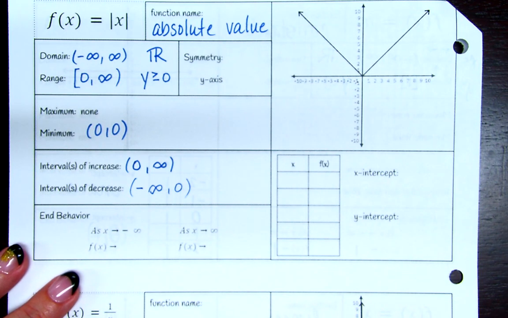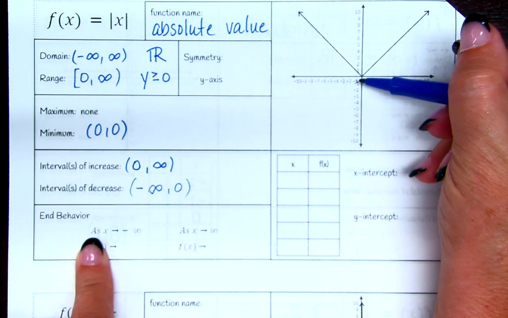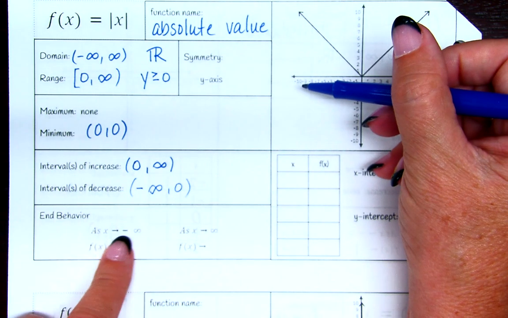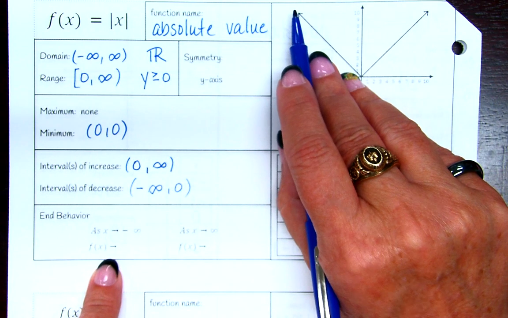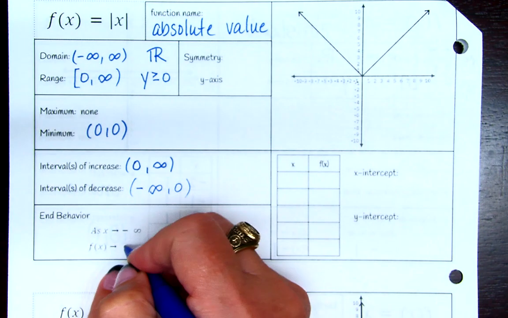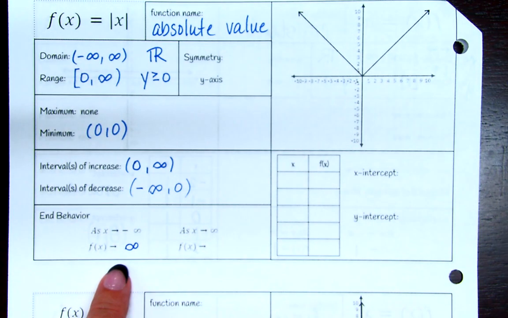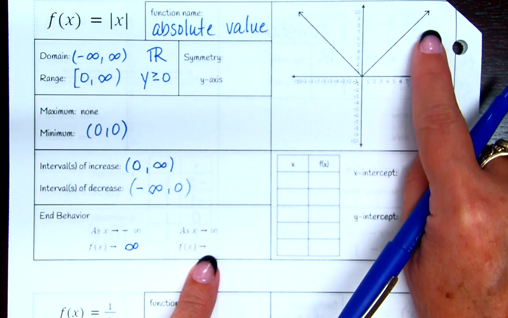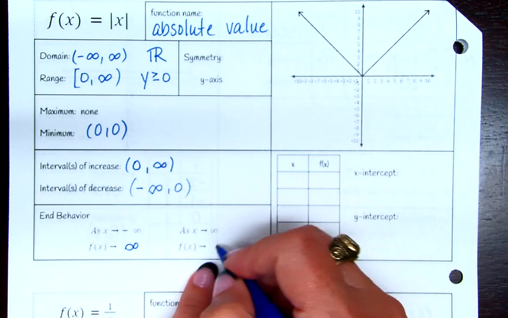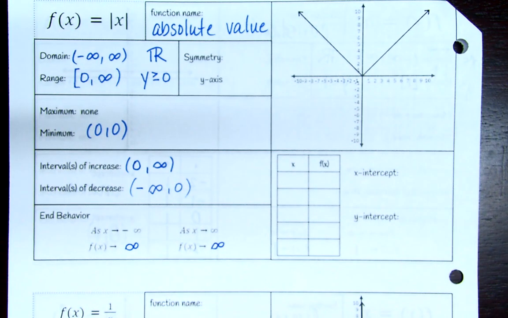Yeah? Okay, good. So, as we're moving to the left, as x's are moving to the left, what's happening to the y's? They're going up how far? All the way. As we're moving to the right, what's happening to the y's? Also up, right? All the way.